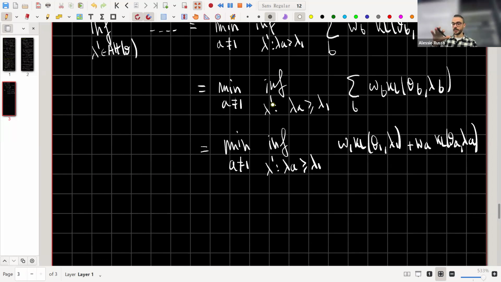If this is not clear, just imagine that we have another term, like some arm B. So we have this additional term, omega B, KL, theta B, lambda B. But lambda B can be set equal to theta B, because it doesn't violate the constraint, and removing this term just minimizes the quantity. So you can simply set lambda B equal to theta B, and you're minimizing it.